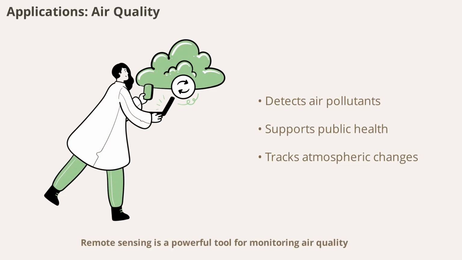Remote sensing is a powerful tool for monitoring air quality, detecting pollutants, and tracking atmospheric composition. Satellites measure concentrations of gases like ozone, carbon monoxide, and nitrogen dioxide, providing data for environmental agencies and researchers. This information supports public health initiatives and helps identify sources of pollution.